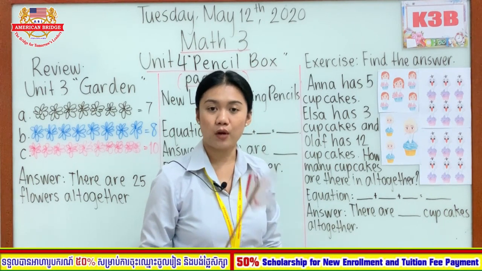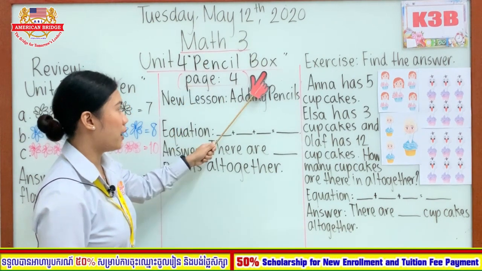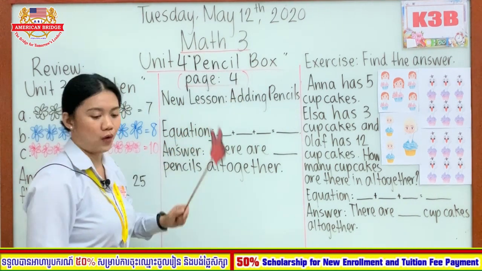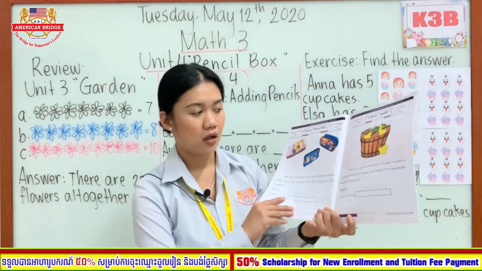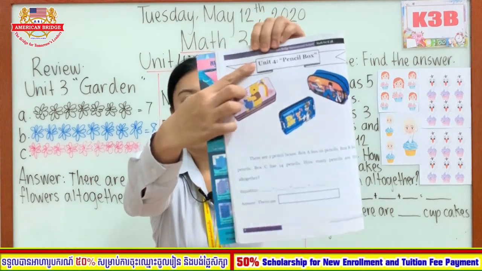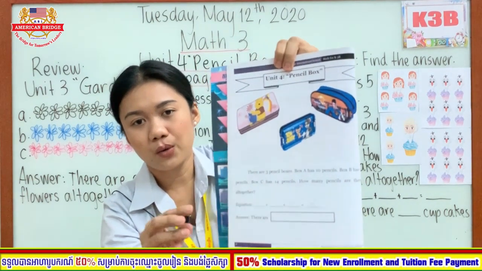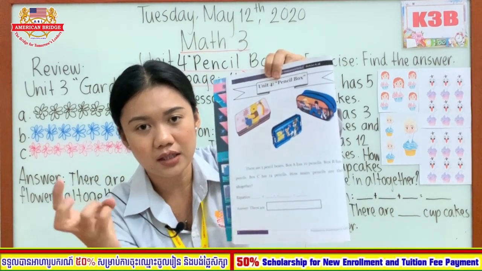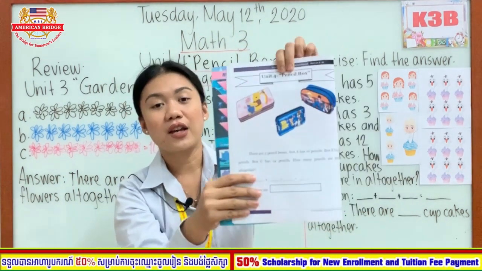So let's move on to our new lesson. Unit 4, pencil box. Again, unit 4, pencil box. Page 4. So take out your books, everyone. Turn your book to page 4. Unit 4, pencil box. What is a pencil box? This is a thing where you can put inside your pencils, colors, erasers, and sharpeners, right?